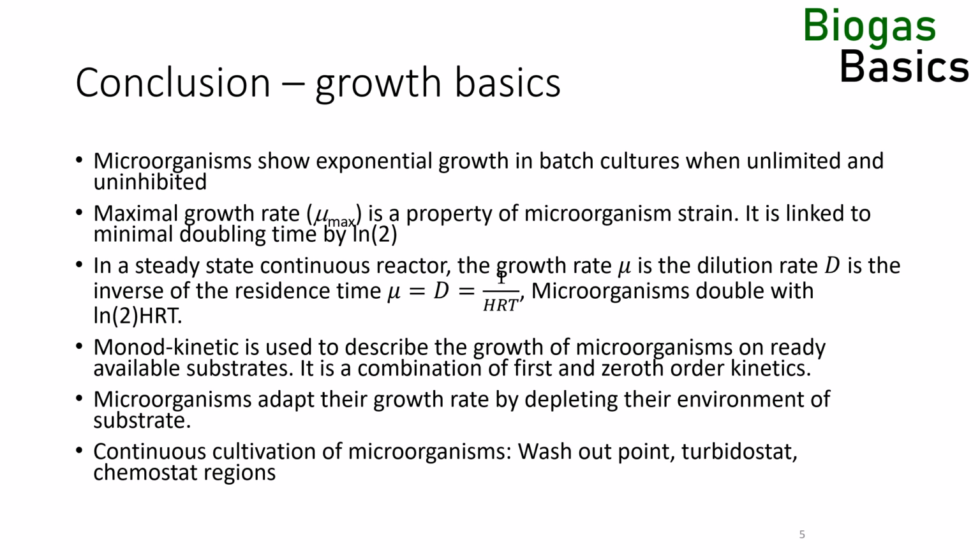When the residence time is reduced, the microorganisms will have to speed up their growth and eventually reach the turbidostat region, where a small change of residence time will lead to a significant change of substrate and biomass concentration. This region is called turbidostat because it's only possible to operate under these conditions by applying a feedback control loop, for example a turbidity measurement, and adjusting the residence time to keep the biomass concentration stable.